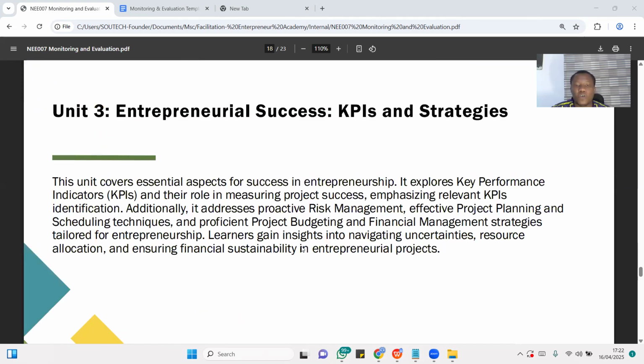Okay, that's all for Unit 2. In Unit 3, we're going to look at, for entrepreneurs, what are some of the KPIs and what are some of the strategies if you need to succeed, and how monitoring and evaluation can help you achieve that.